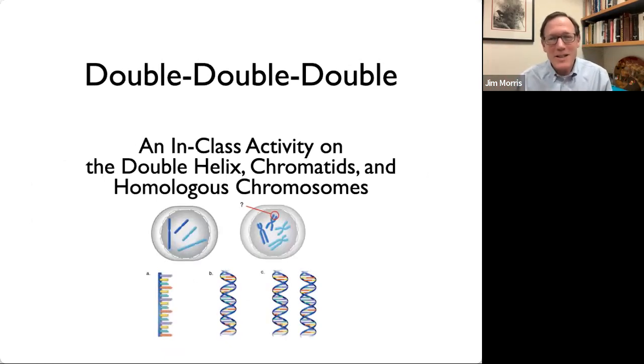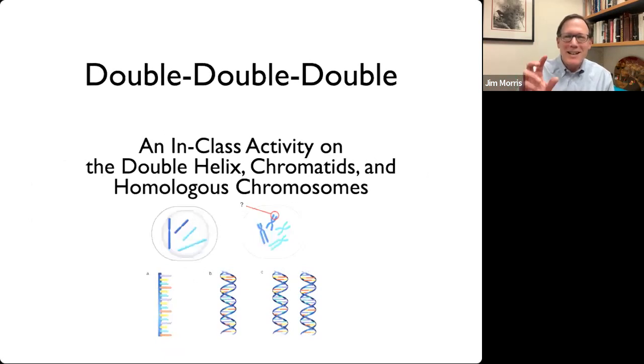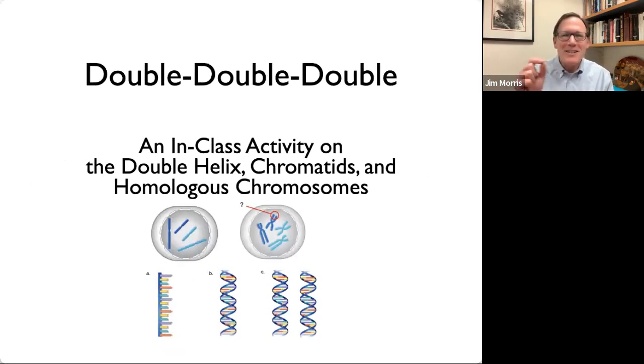This is another one I call double, double, double. I actually love this activity. It's one I've used all the time now. There are so many doubles in genetics, right? There's the double helix, there are the two sister chromatids after DNA replication, and there are the homologous chromosomes, and students notoriously confuse them. And this is just a very simple, 2-minute activity that literally helps to untangle these doubles.